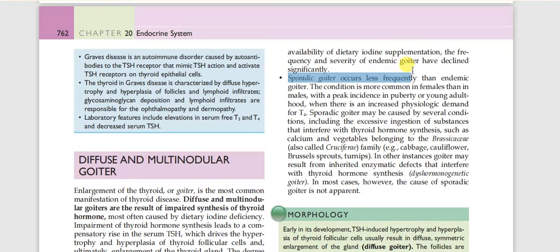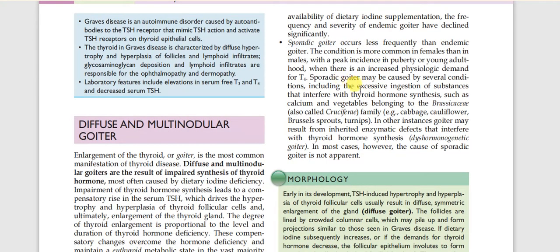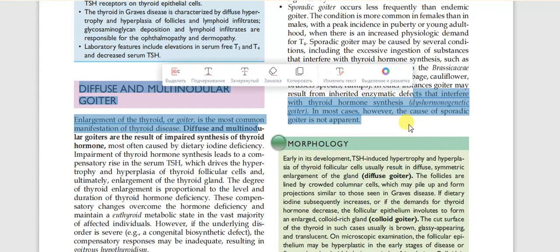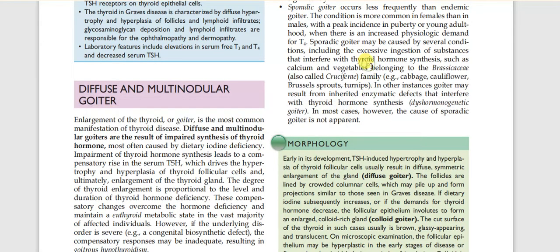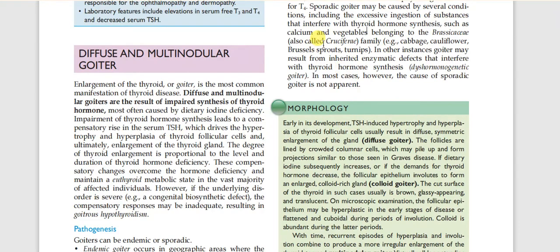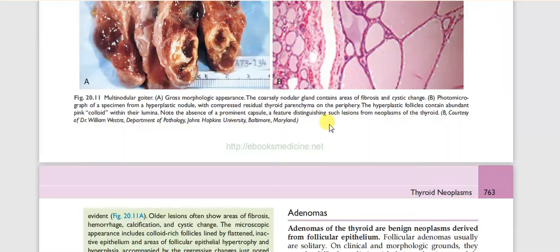Then we have sporadic goiter. It's less frequent than endemic goiter. In this case, it might be caused by excessive ingestion of substances that interfere with thyroid hormone synthesis. Brassicaceae, for example. It might be some special products which are present in some areas, very rarely used, which cause a dyshormonogenic goiter, which decrease the formation of T3 and T4.